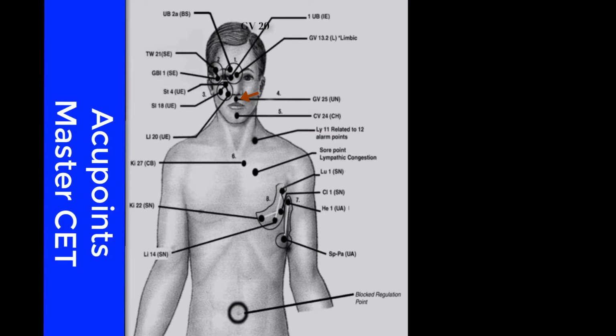Point number 4 is the teeth point. It is located between the nose and the upper lip. And that's called the upper brain. Point 5 is between the lip and the chin. And that is called the lower brain point.